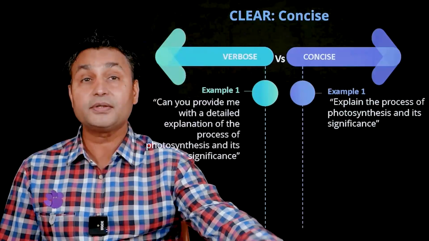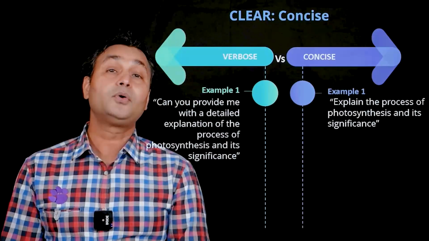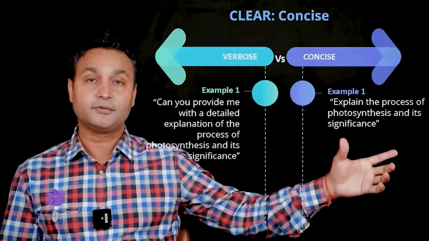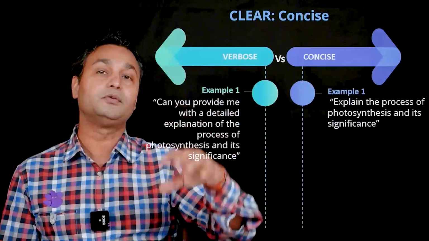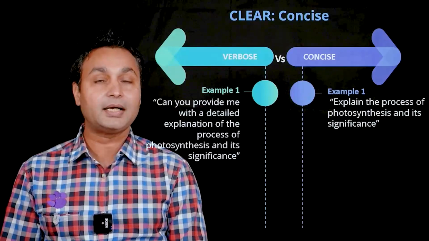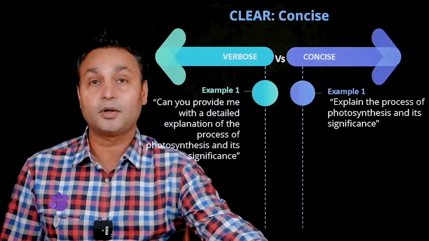You can rephrase this, and according to the framework, what you should do is be more concise, where you can say: explain the process of photosynthesis and its significance. You are not using a verbose prompt, and that is typically seen as an effective strategy by the people who have published this paper. So this is about being concise.